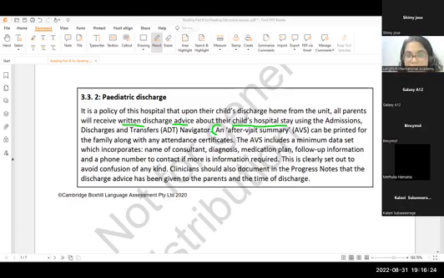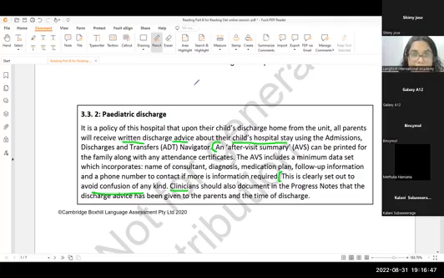Yes, Priya, can you read the last sentence for me? This is clearly set out. Continue. Clinicians should also document in the progress notes that the discharge advice has been given to parents at the time of discharge. So what they just told us is clearly set out, is clearly made to avoid any confusion of any kind. So, giving an in-detail plan with the phone number that they can contact, all these things are clearly set out, in place to avoid any confusion.